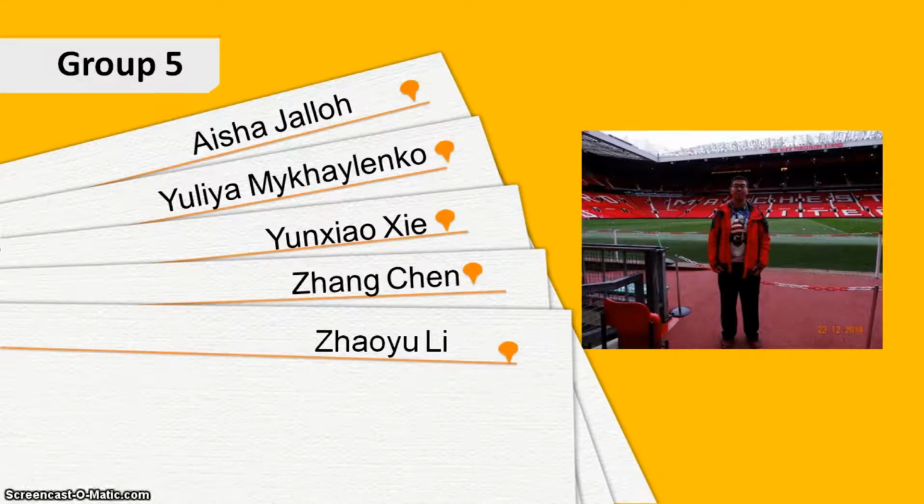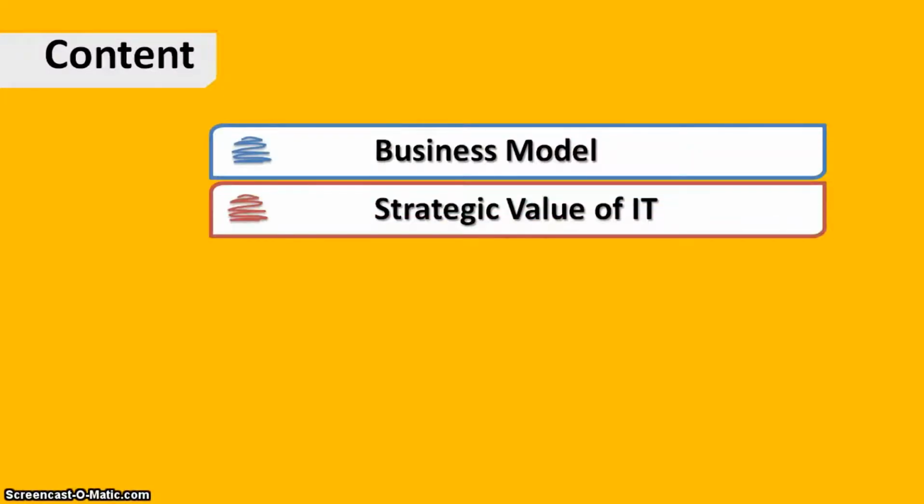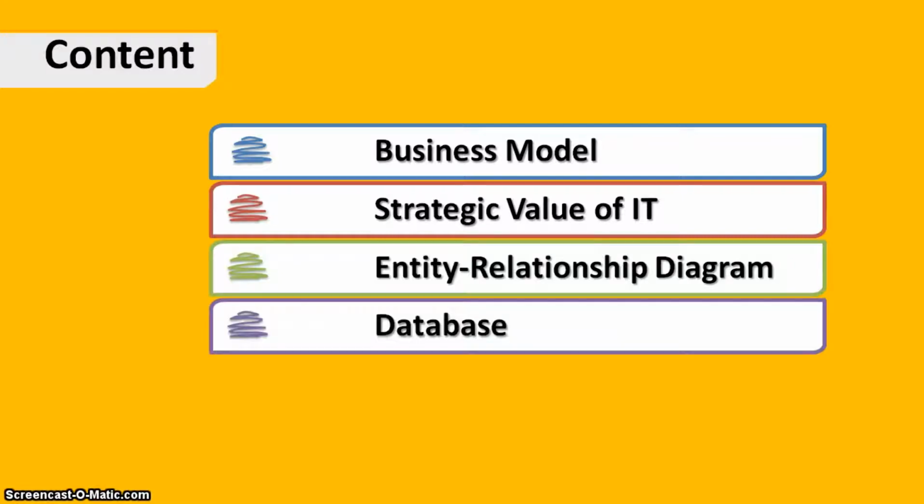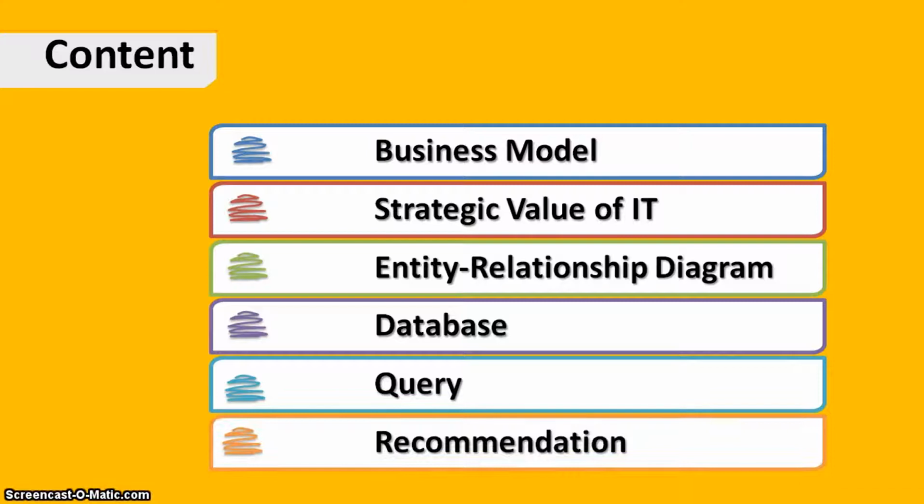Today we are going to analyze McDonald's with methods that we learned in the class. Now we shall begin. This is the brief overview of the whole presentation, which includes business model, the strategic value of IT, our design of ER diagram, database that we create, SQL query, and finally, some recommendation to improve the interface of the Mac delivery website.